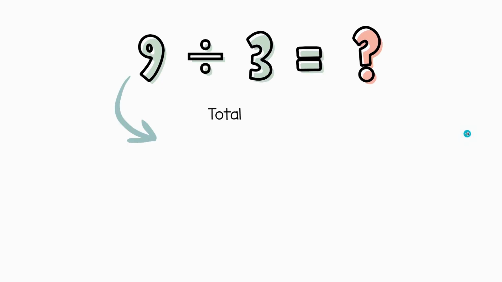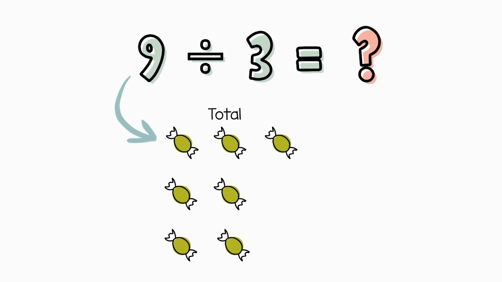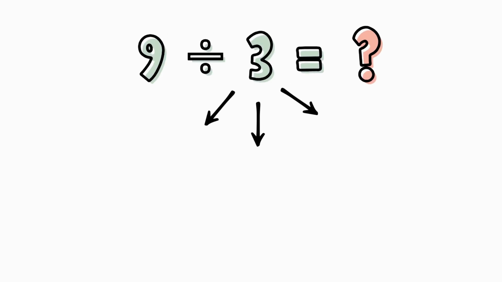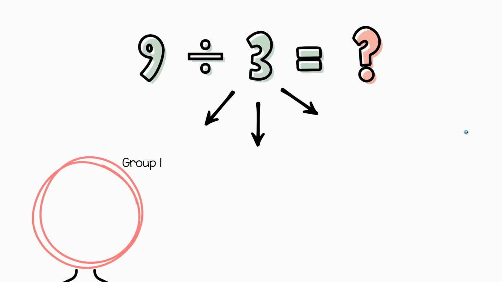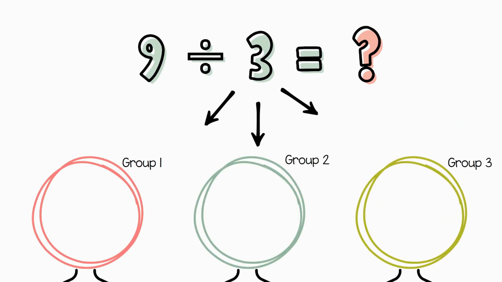Using the same story, let's see if everything would add up. Again, 9, our dividend, represents the total number of items. If we use the same scenario as last time, if I come to school with 9 pieces of candy, 1, 2, 3, 4, 5, 6, 7, 8, 9, and I have to share that candy amongst 3 people, 1, 2, 3. As you can see here, I've made 3 groups to represent the 3 people.